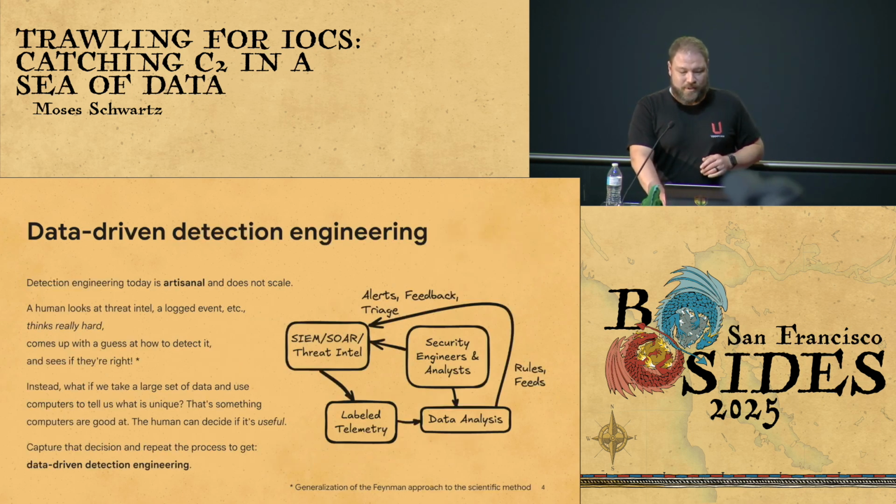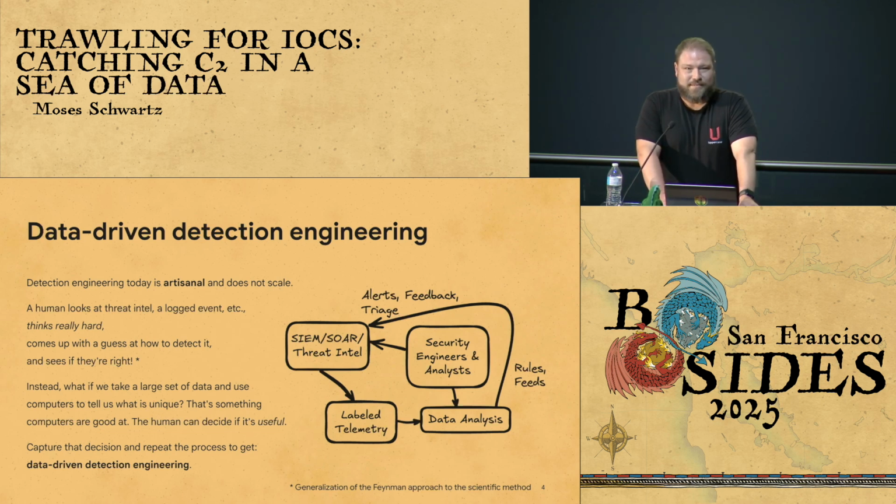Which kind of leads me into what I want to talk about here. Data-driven detection engineering. I didn't invent this term. I've copied it from some other places, but I think it's a really good idea because today, detection engineering on the whole is kind of artisanal, right? A really smart analyst or engineer goes and looks at a threat report, or they look at an event, or whatever other source of data they have, and they think really, really hard about how they might detect it. This is my generalization of the Feynman approach to the scientific method. You look at a problem, think really hard, make a guess, see if you're right. And that works. And then you go through tuning and testing, and then you push it out into your prod environment, and then as you see new ones, you continue tuning.